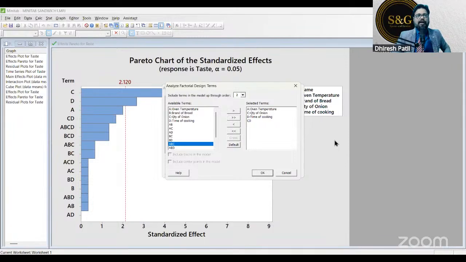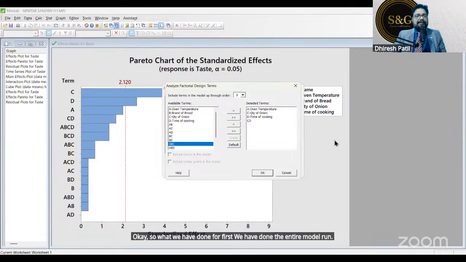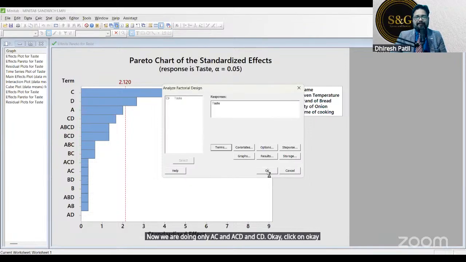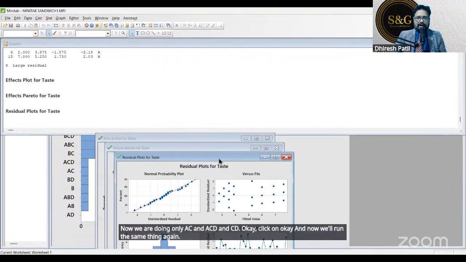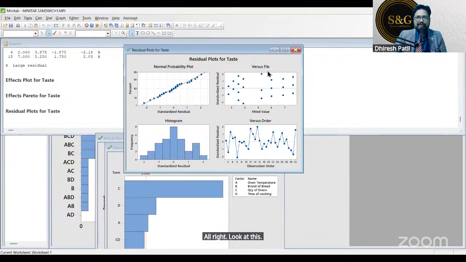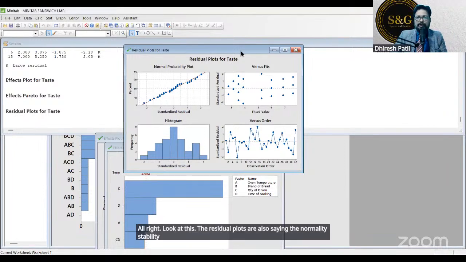Okay, so for the first case, we have done the entire model run. Now we are doing only A, C and A, C, D and CD. Click on OK, and now we'll run the same thing again. All right, look at this. The residual plots are also saying the normality and stability are as per the norms. There is nothing special.